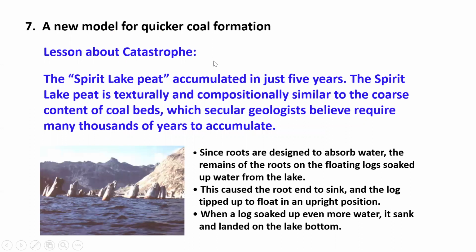Lesson about catastrophe. The Spirit Lake peat accumulated in just 5 years and is texturally and compositionally similar to coarse content of bed coals, which secular geologists believe need many thousands of years to accumulate.